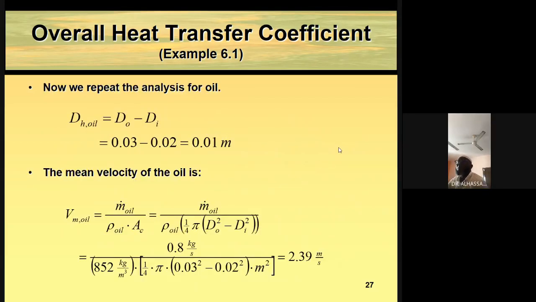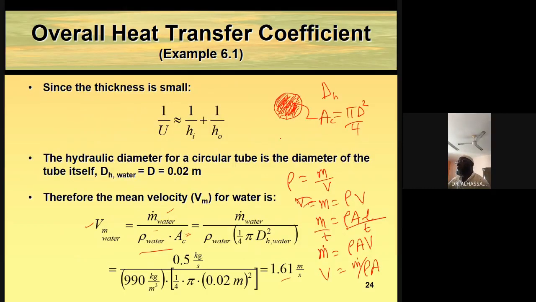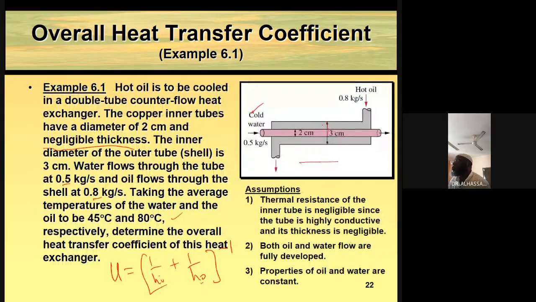Similar thing has to be done for the hot oil. In the hot oil, again, we need to find the velocity of the oil, which is the mass flow rate divided by rho times the area that is covered by the oil. Now we will discover that the hydraulic diameter of the oil is given by this. We are interested in the portion where the oil covers, so this section.